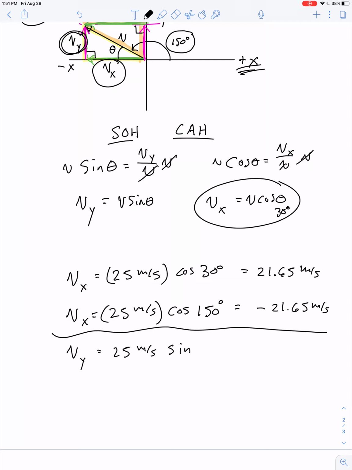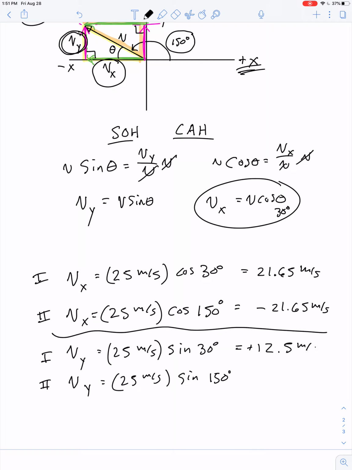Now, by the way, if we find the vertical component, it's 25 meters per second times the sine. Well, let's try option 1 and option 2. Let's try 30 degrees, and let's try 150 degrees. Well, the sine of 30 degrees is, you know that one, that's a special angle, that's 1/2. So this would give you positive 12.5 meters per second. What do you get when you use 150 degrees?